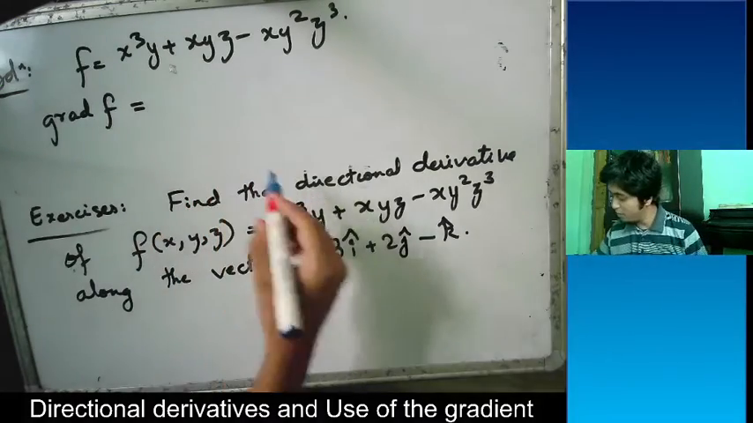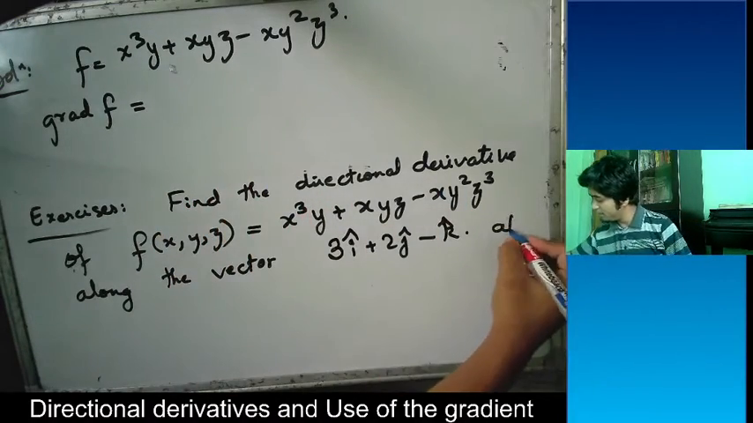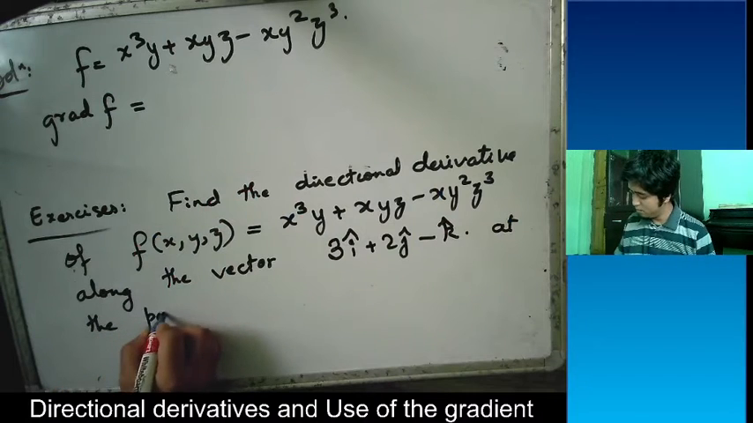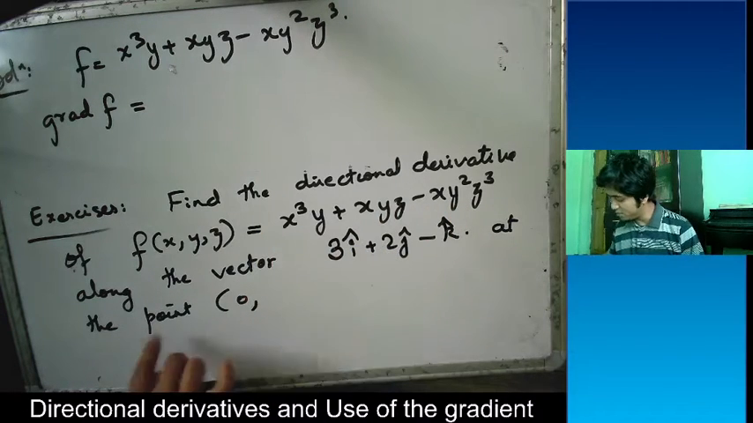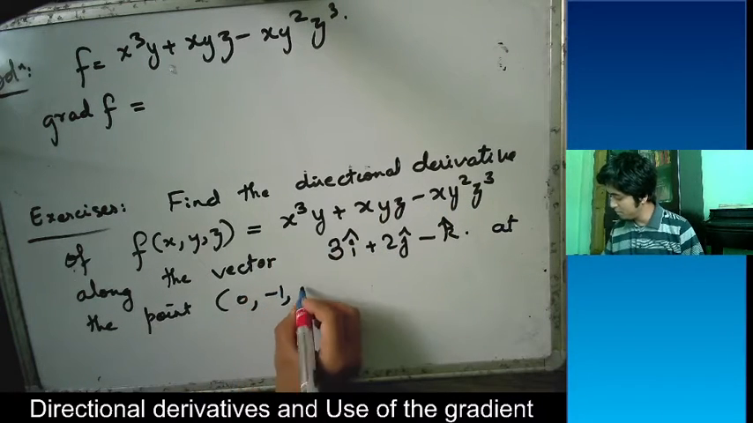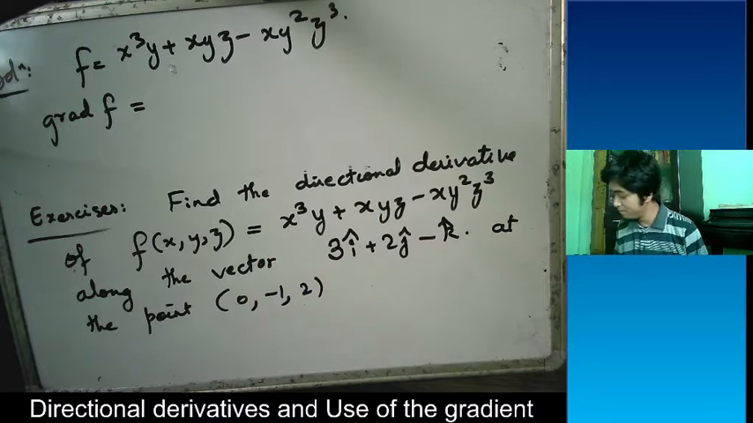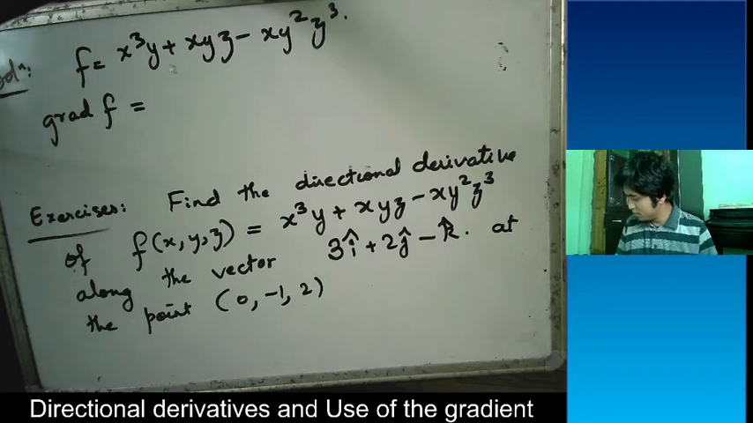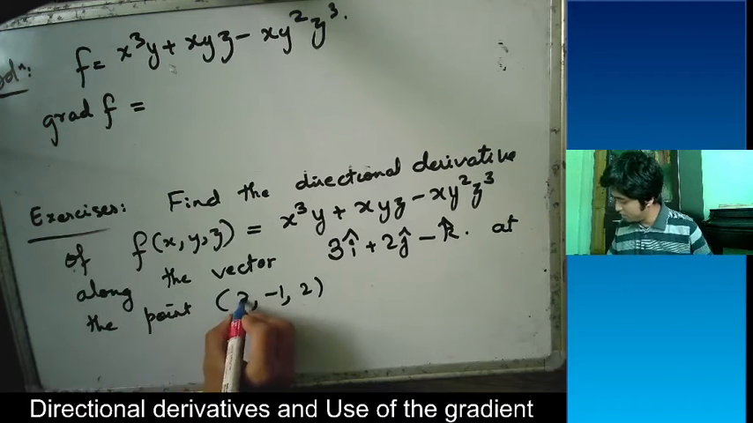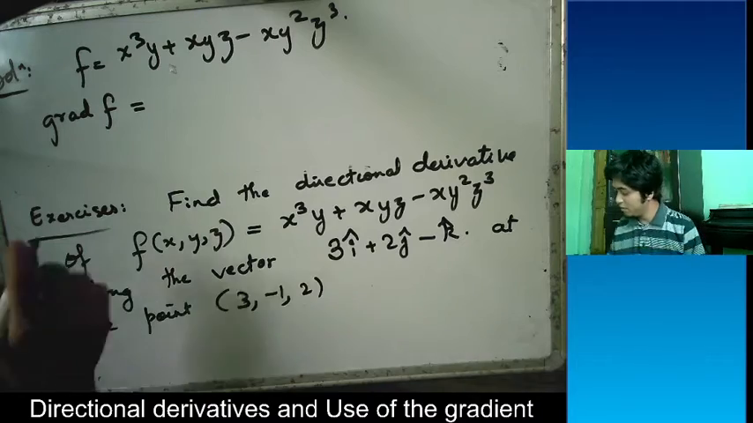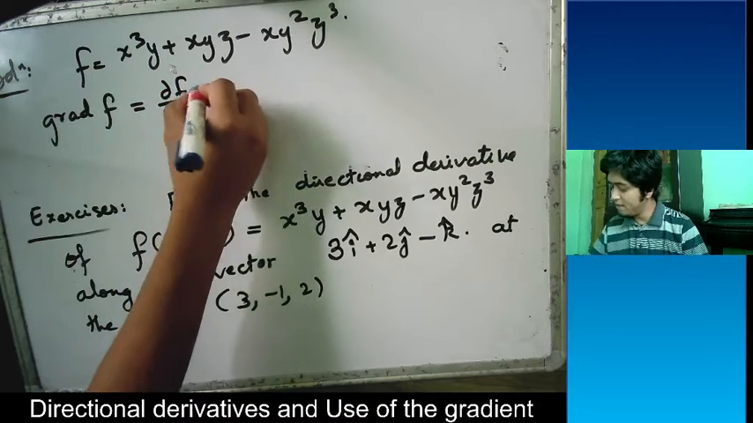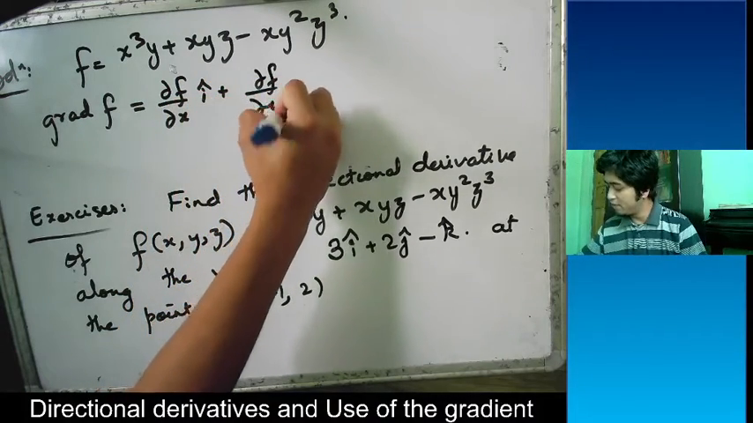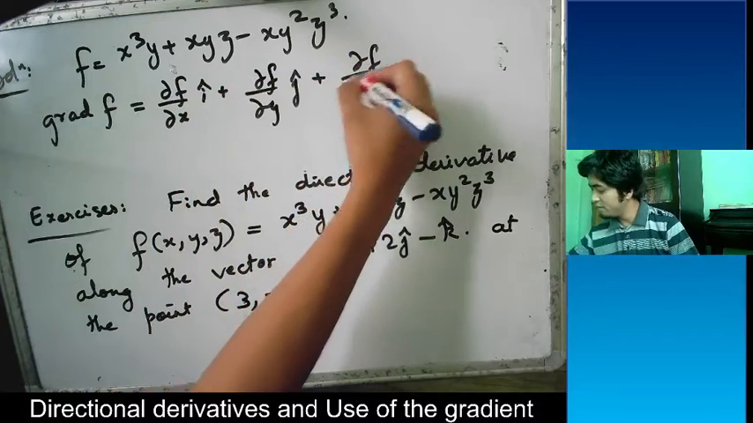Maybe we can even say along the vector at the point, because whenever we are talking about derivative, we have to specify the point. So at the point 3, minus 1 and 2. Let us calculate the gradient. The gradient is equal to del f del x i plus del f del y j plus del f del z k.